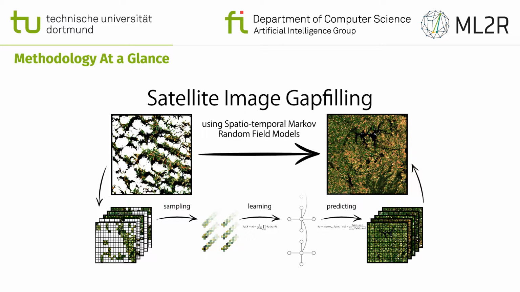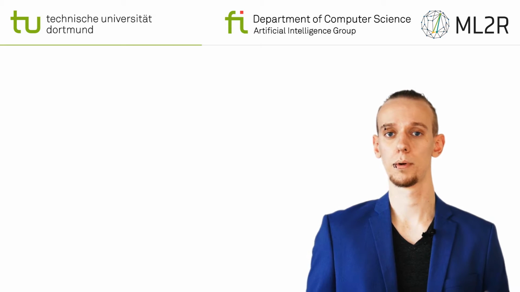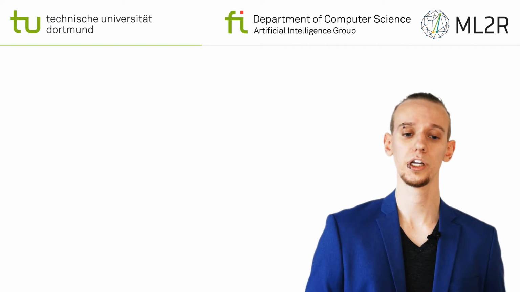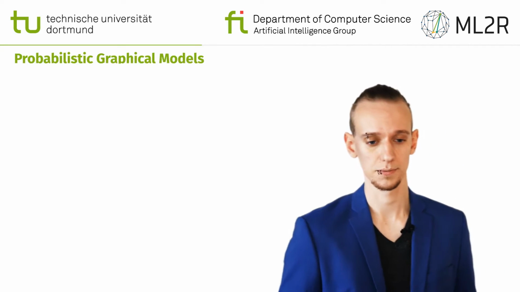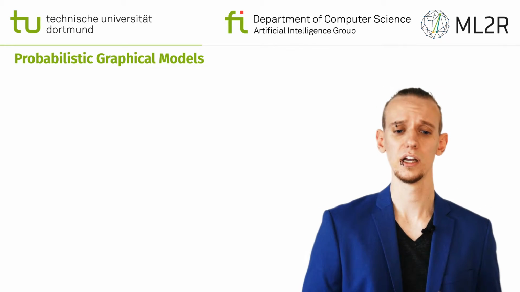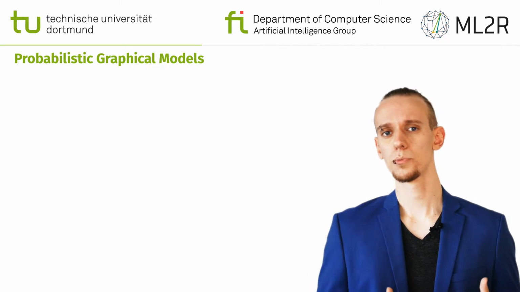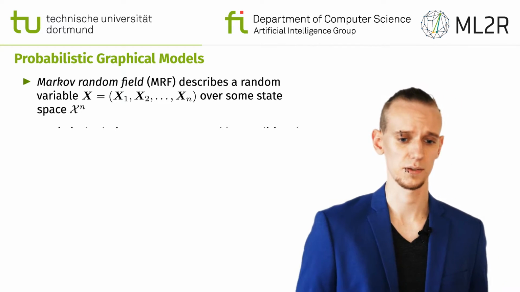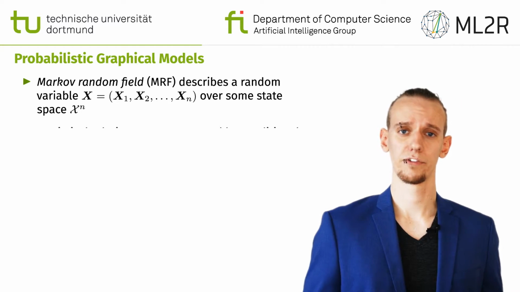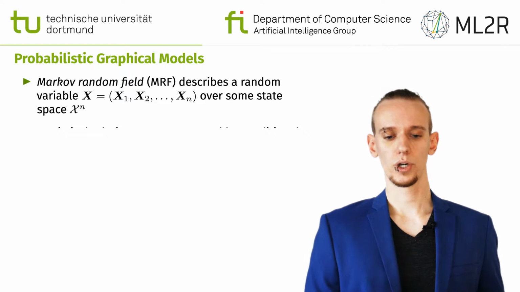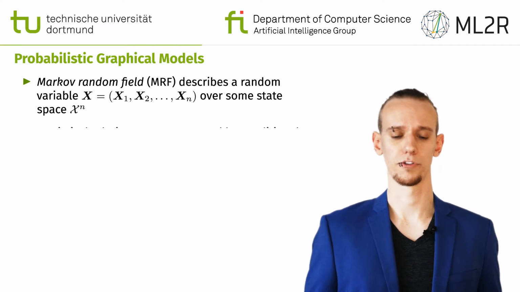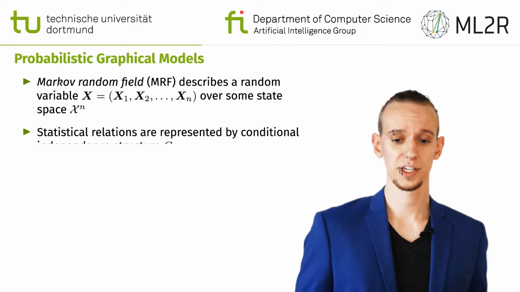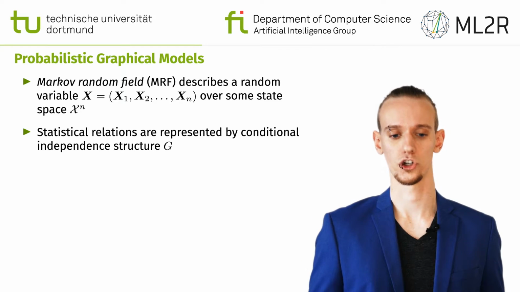Alright, so let us look at our methodology in more detail. As I said, we want to perform probabilistic gap filling, and for that we are using probabilistic graphical models. Or more specifically, Markov random fields. Those models always describe a random variable over some discrete state space. And the important thing about graphical models is that statistical relations between the different components of the random variable are actually represented by a graphical independence structure.